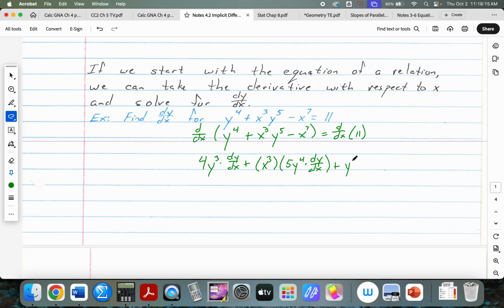Plus y to the fifth times the derivative of x cubed, which is just 3x squared, minus the derivative with respect to x of x to the seventh, which using the power rule is 7x to the sixth, equals the derivative with respect to any variable of a constant, which is 0.